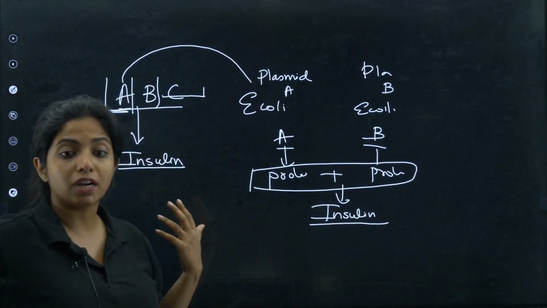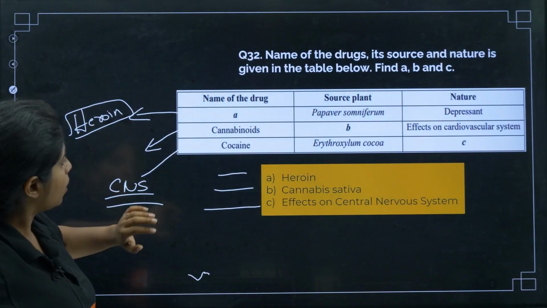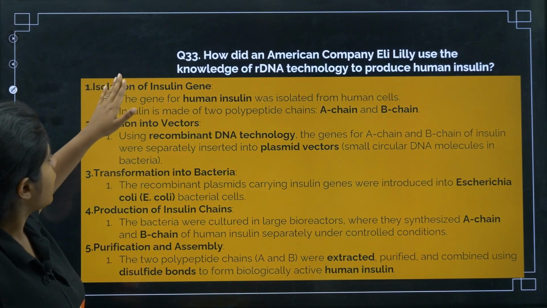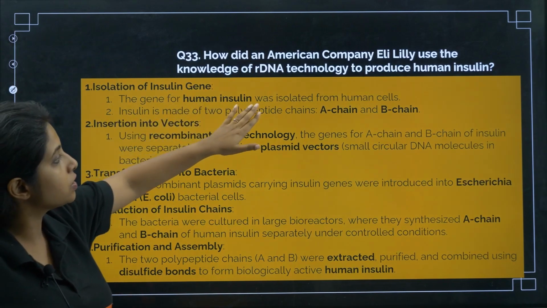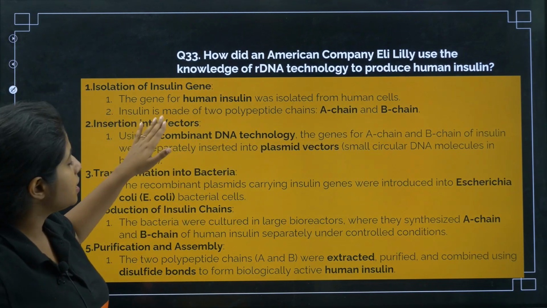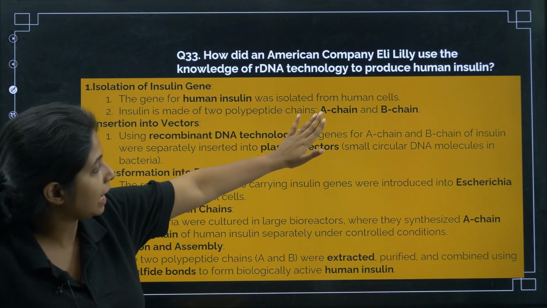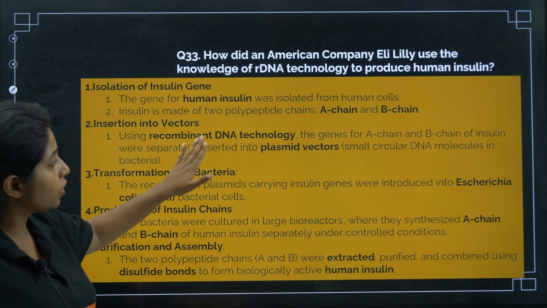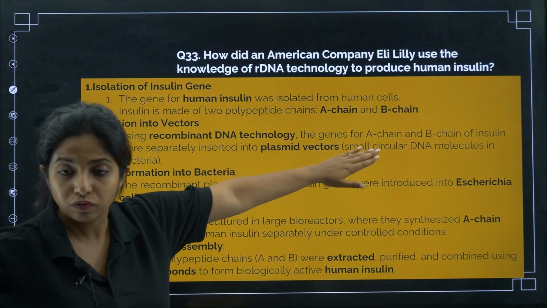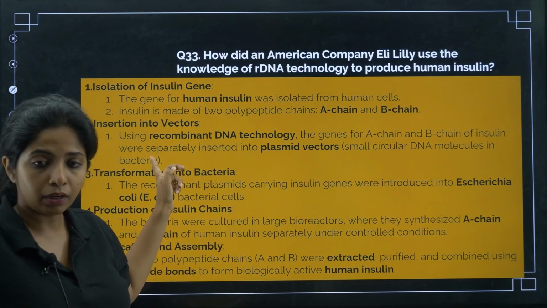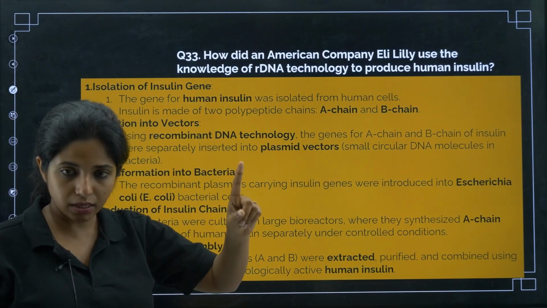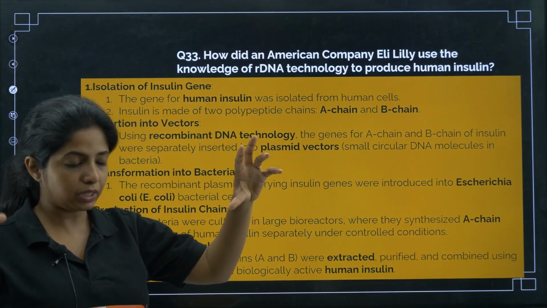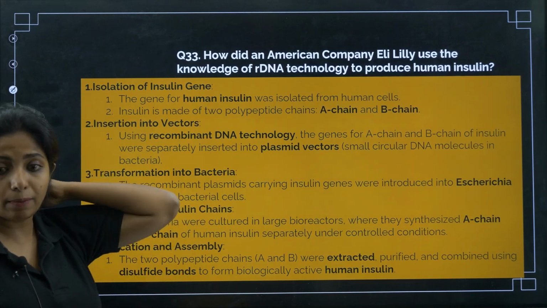So, this is what was done by Eli Lilly. Now, yes, the answer is isolation of insulin gene. The gene for human insulin was isolated from human cells. Insulin is made up of two polypeptide chains, A and B. Using recombinant DNA technology, the genes for A chain and B chain of insulin were separately inserted in plasmid vectors. Okay, the plasmid, this is the self-replicating DNA molecules.